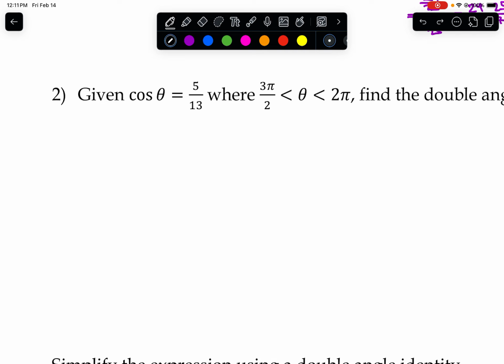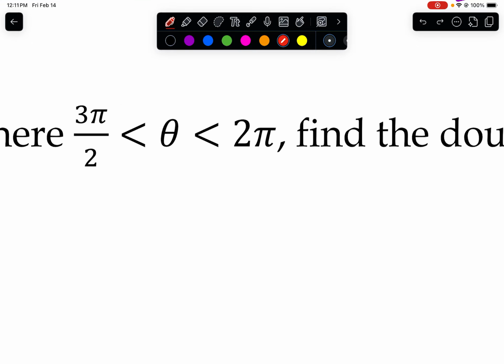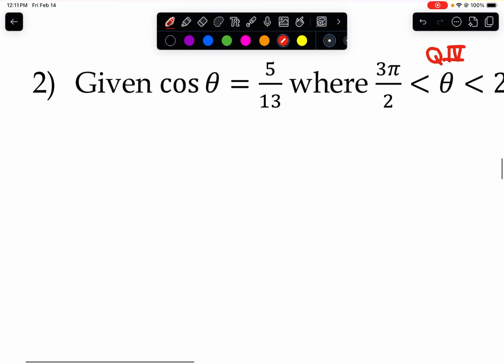So for this one, number 2, we're given that cosine theta is equal to 5 over 13, where theta is going to be between 3 pi over 2 and 2 pi. So I know based on my little unit circle in my graphic, if I'm between 3 pi over 2 and 2 pi, that's going to put me in quadrant 4. So we want to find all the double angles.